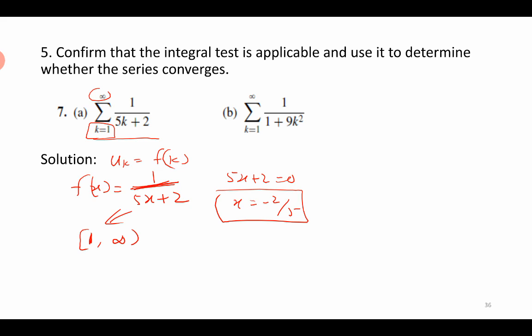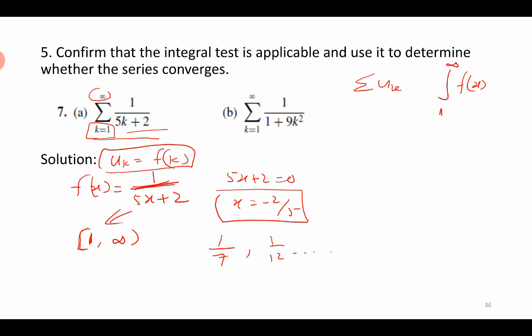You can check: when k is 1, it will be 1 over 5 plus 2, 7. When k is 2, 1 over 12, it is decreasing. So the function is decreasing and continuous in the interval from 1 to infinity, and the terms of the series are non-negative, positive. So we can say that both the summation of u_k and the integral from 1 to infinity of f of x dx behave the same. Both either converge or diverge.